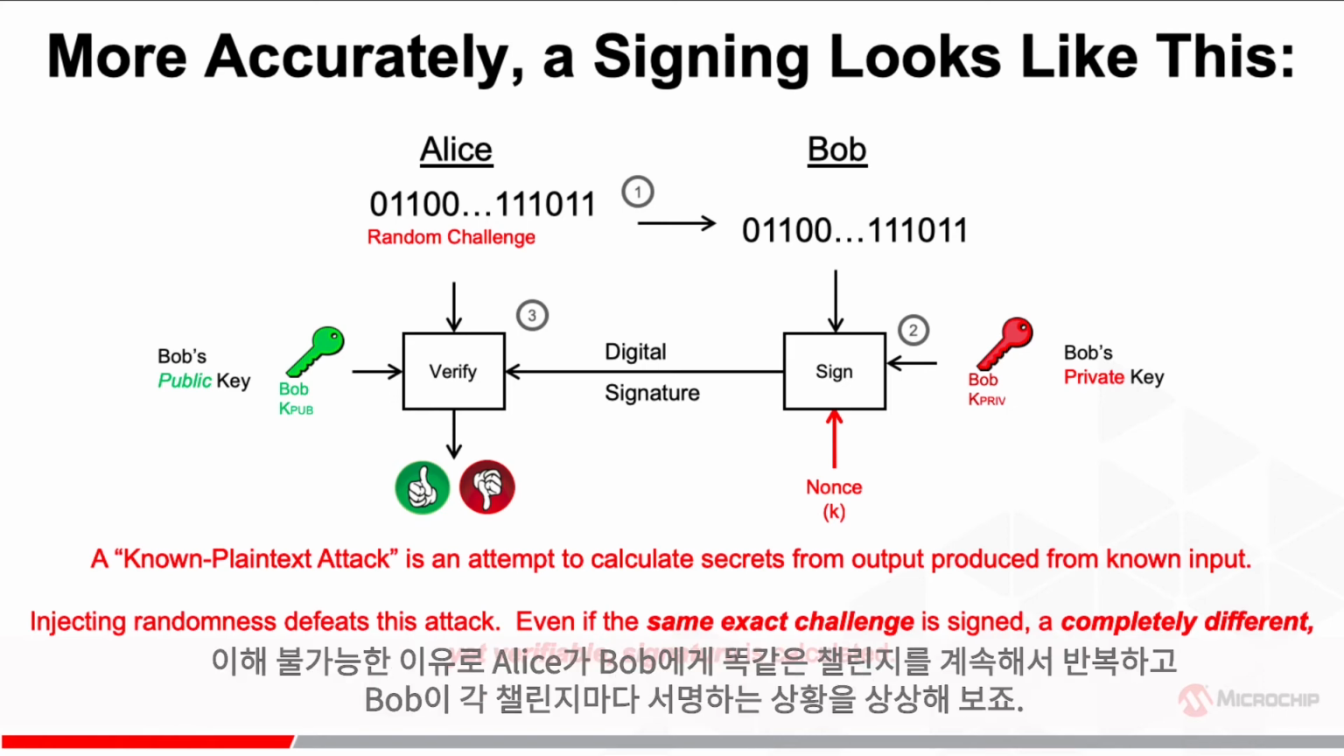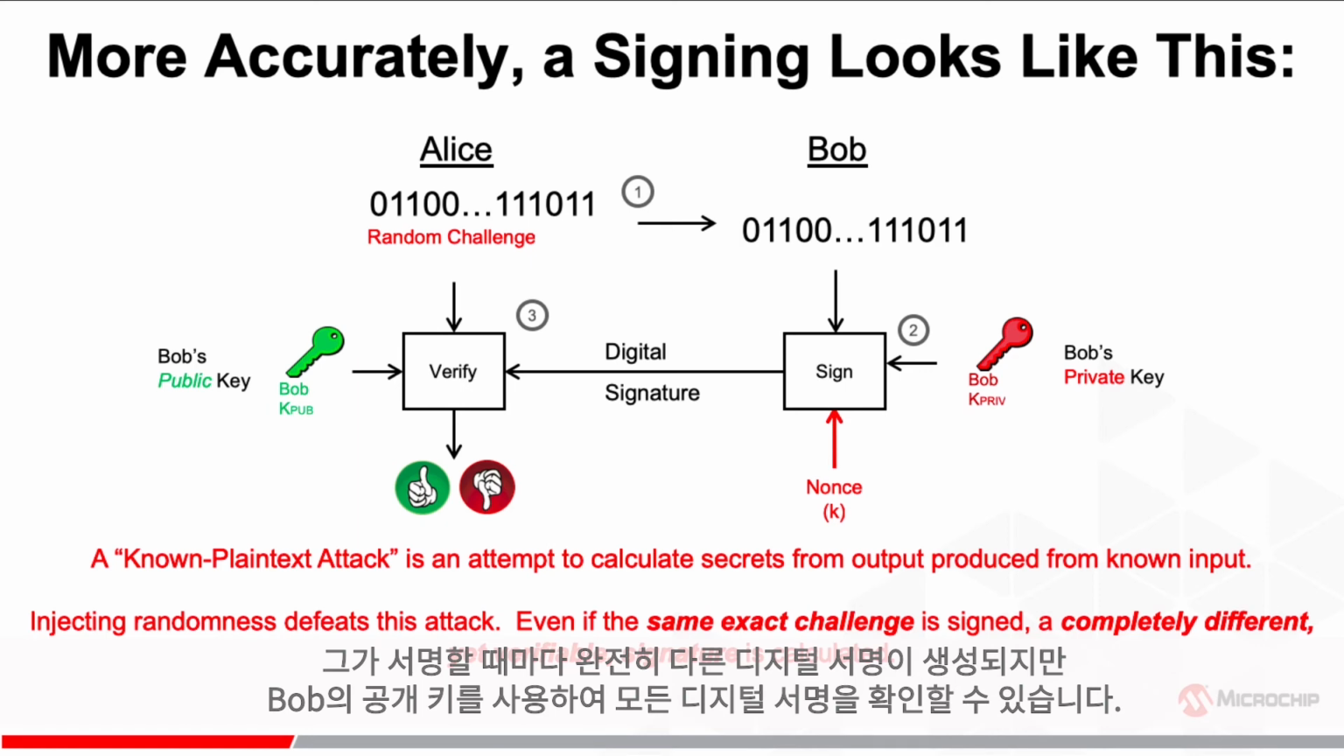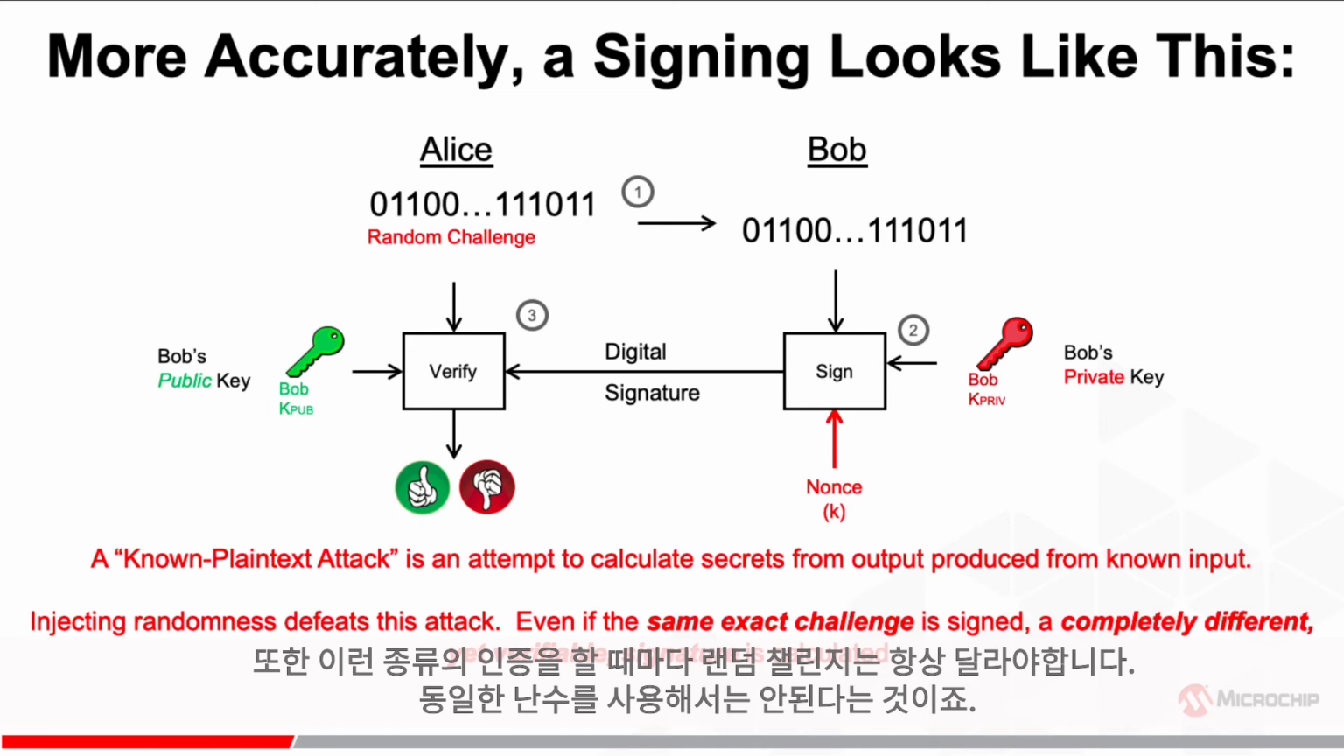So think of this. Imagine Alice, for reasons beyond comprehension, decides to send the same challenge to Bob over and over again. And Bob signs each one. Each time he signs it, he will create a completely different digital signature, yet every one of those digital signatures will be able to be verified using Bob's public key. And by the way, whenever we do this sort of authentication, that random challenge always needs to be different. You should never use the same random number.